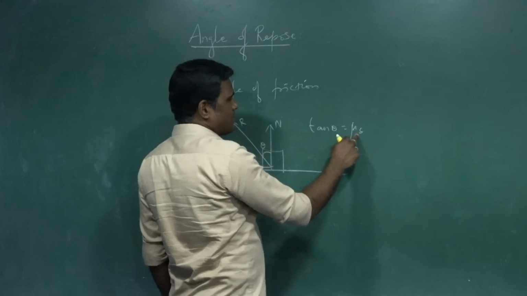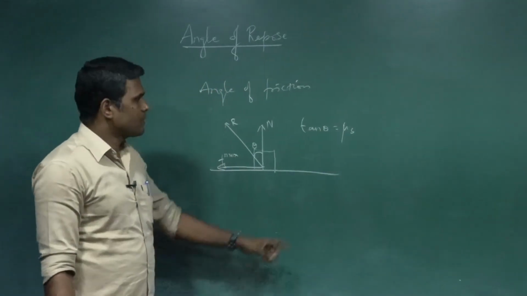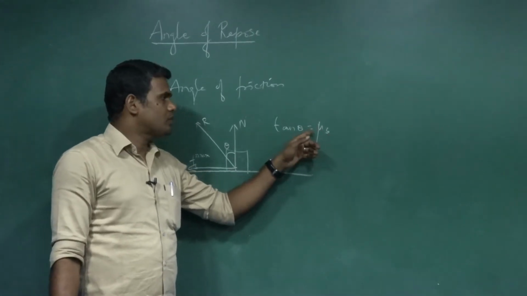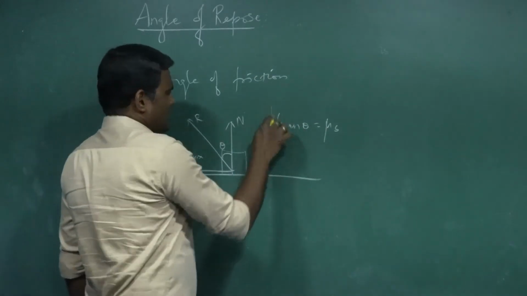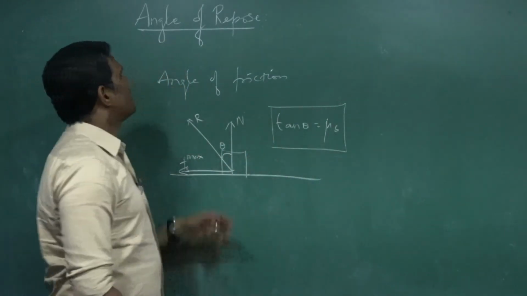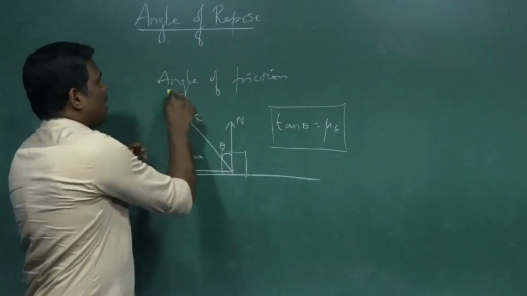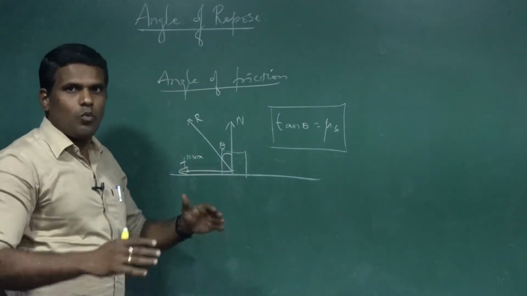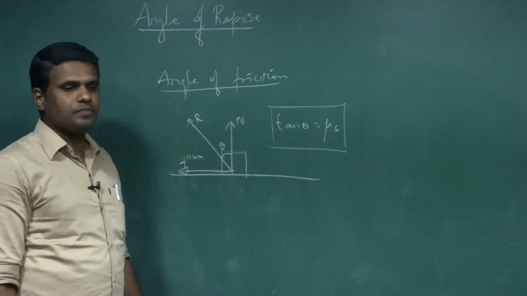So the coefficient of static friction is numerically equal to the tangent of the angle of friction. This expression is required because we are going to discuss angle of repose. We have to compare angle of repose and angle of friction, and then arrive at a conclusion about what makes the difference between them.